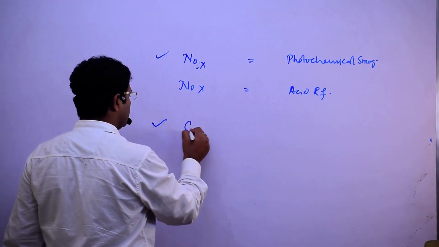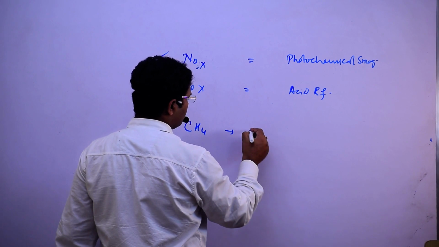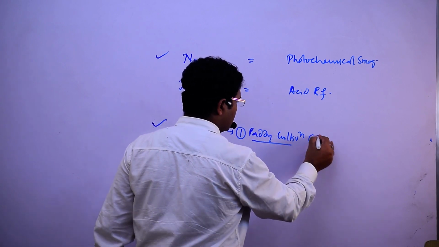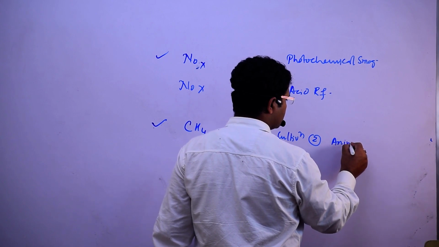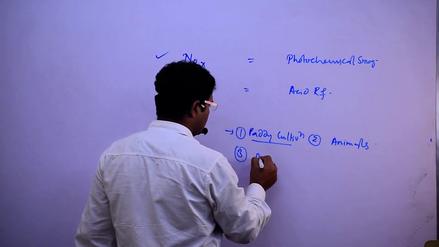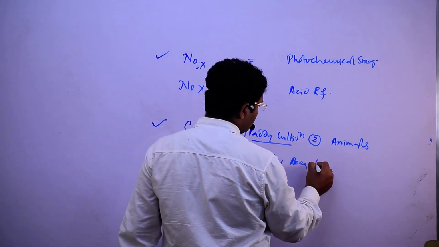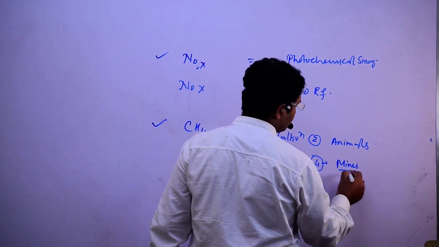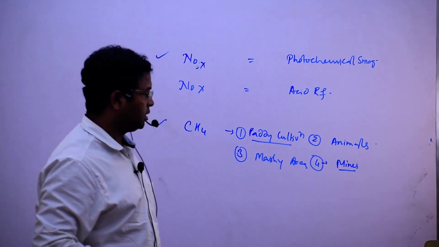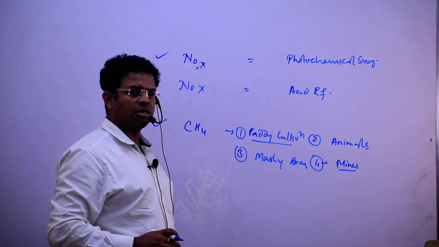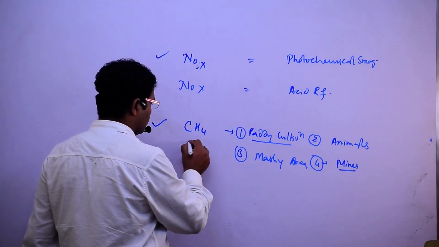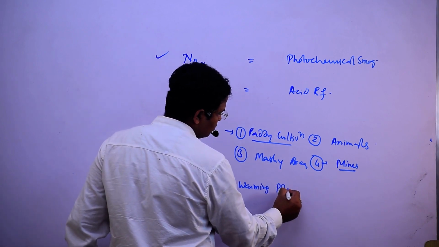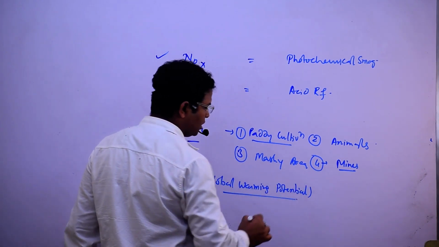Another point is methane, which is released especially by paddy cultivation, second from animals, then from marshy areas, and it is also released from mines. Paddy cultivation, animals, marshy areas, and this has one term, global warming potential. What is the meaning of this? Global warming potential.